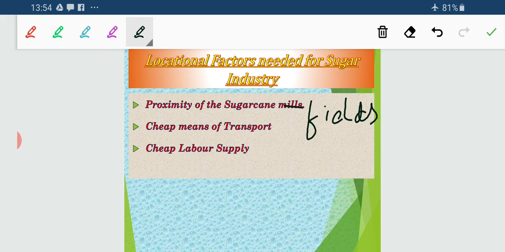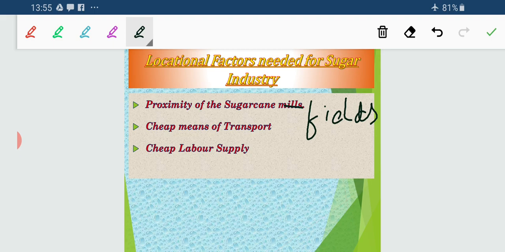So if the transportation network is cheap, then the cost of production will be lower. As it is basically a labor-intensive industry, that means maximum work is done with the help of labor, that is, transferring the products, the raw material from the producing areas to the industries, and then the loading and unloading, everything with the help of labor. So it is considered a labor industry.